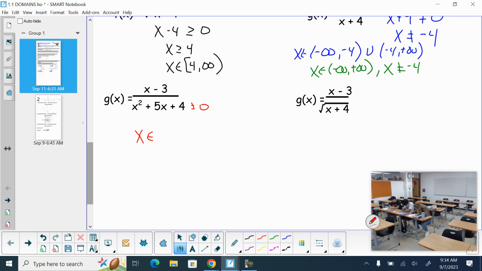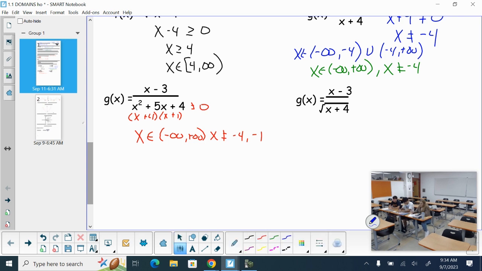Just the first one. X negative infinity to positive infinity, and then x cannot equal negative 4 and negative 1. Negative 4, negative 1. We can factor this down to x plus 4, x plus 1, not equal value 0, so we have negative 4, negative 1. We have a combination statement here at the very last one.